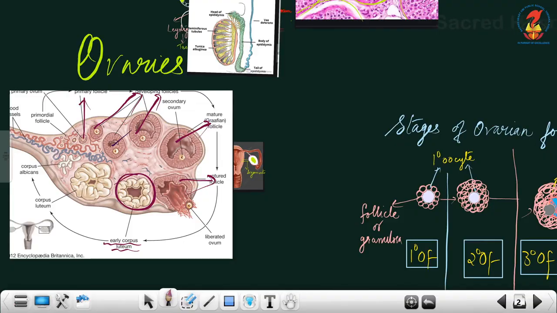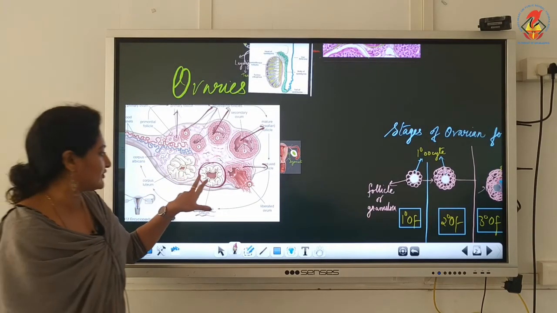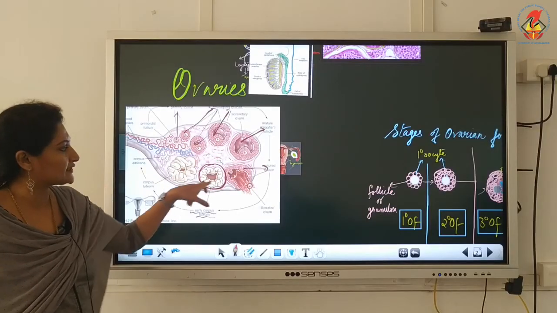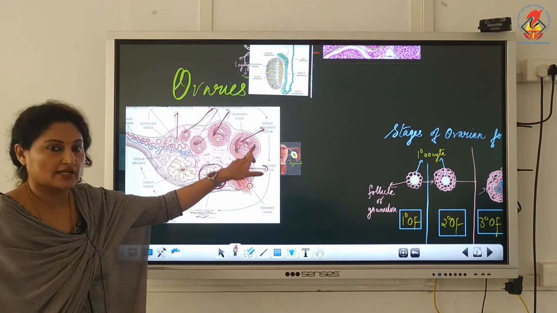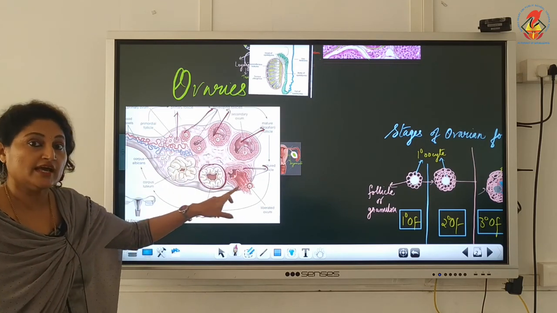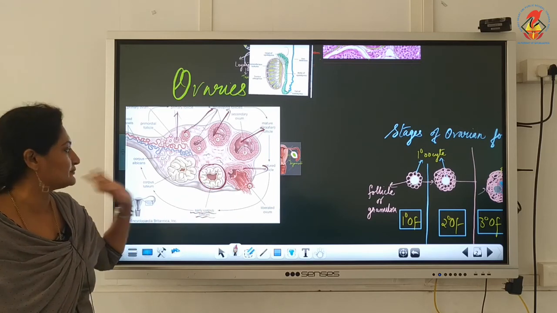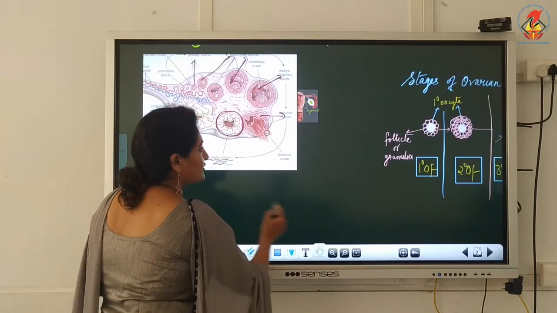See, empty, it's yellowish in color, and very important, it has a function. You have to place it at the periphery, the different stages, that is in the cortex. Primary, secondary, tertiary, Graafian, ruptured Graafian follicle, empty Graafian follicle. What is empty Graafian follicle called? Corpus luteum.